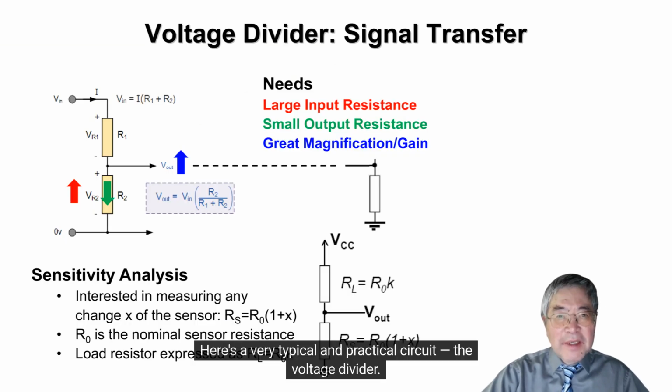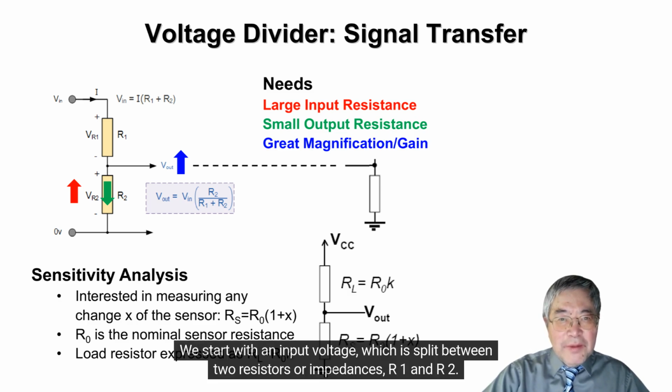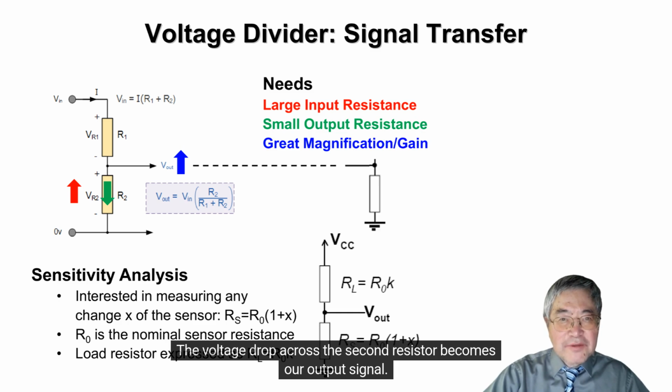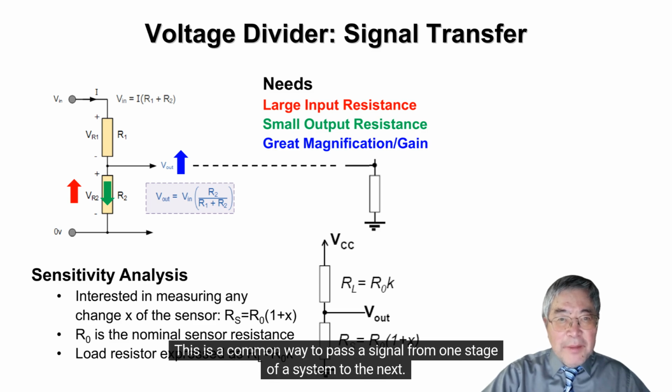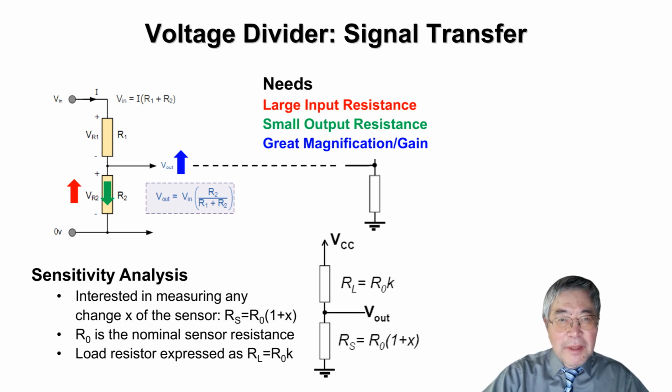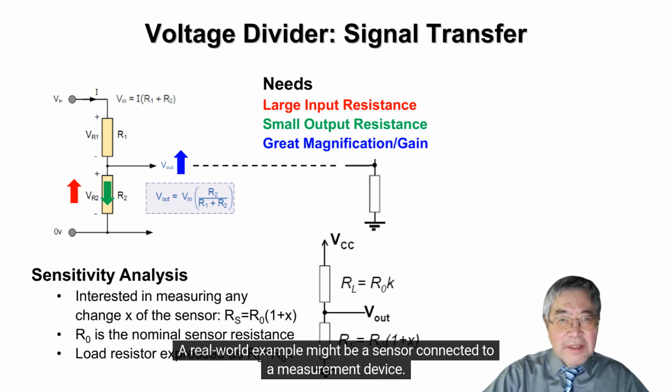Here's a very typical and practical circuit, the voltage divider. We start with an input voltage, which is split between two resistors or impedances R1 and R2. The voltage drop across the second resistor becomes our output signal. This is a common way to pass a signal from one stage of a system to the next. A real-world example might be a sensor connected to a measurement device.